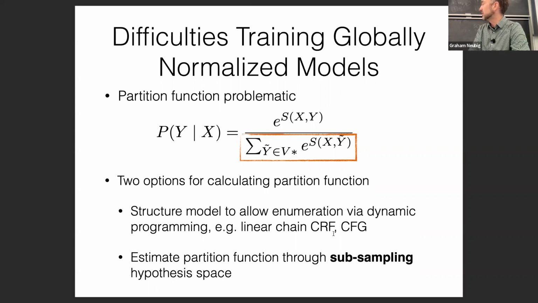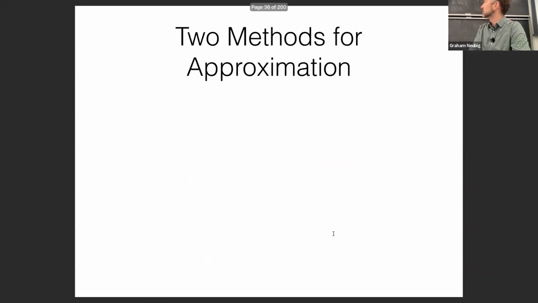So the other thing you can do is you can estimate the partition function through a subsampling of the hypothesis space.